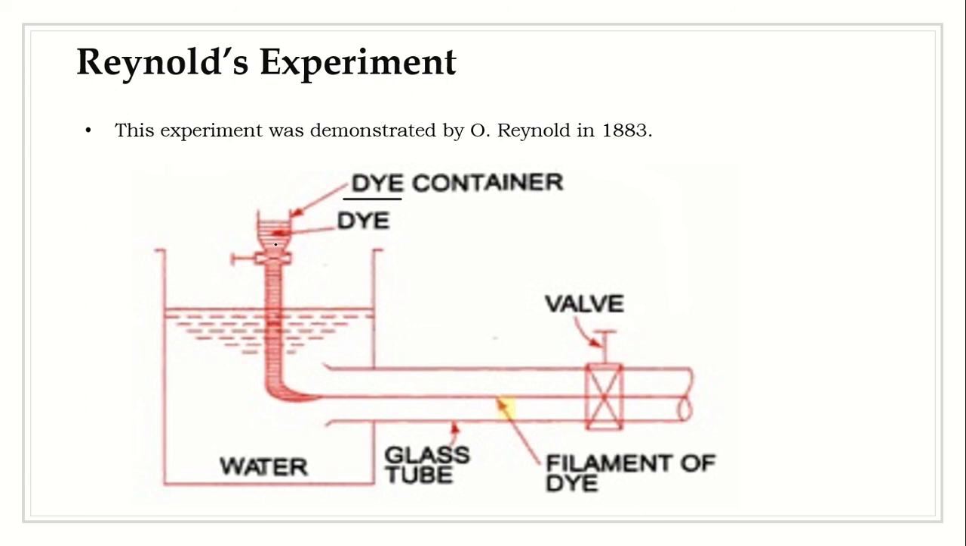Okay, so the specific weight of this dye will be equal to the specific weight of water. You know the specific weight of water, right? The formula is rho into g, which is 1000 into 9.81, so 9810. The same specific weight of water and the same specific weight of dye will be considered.